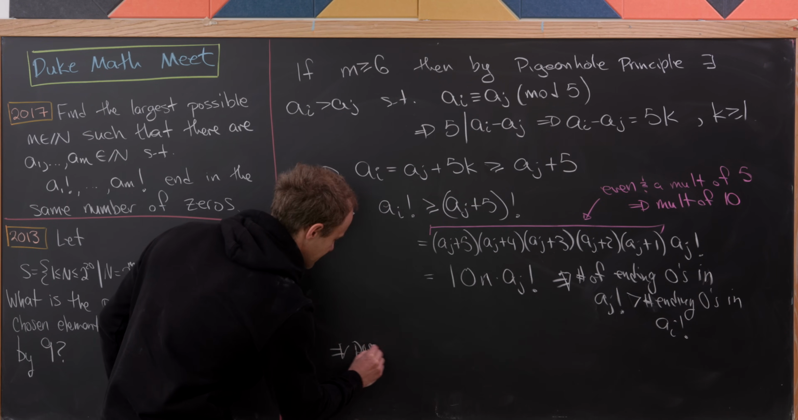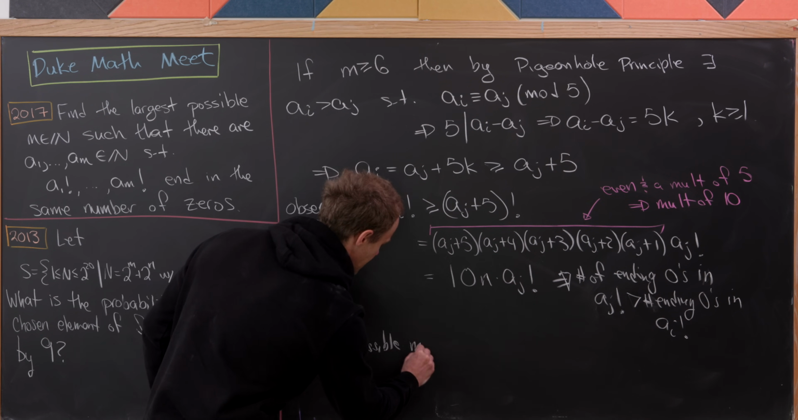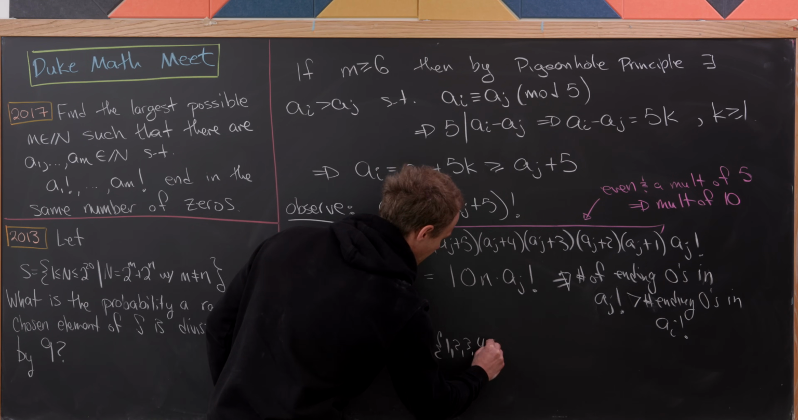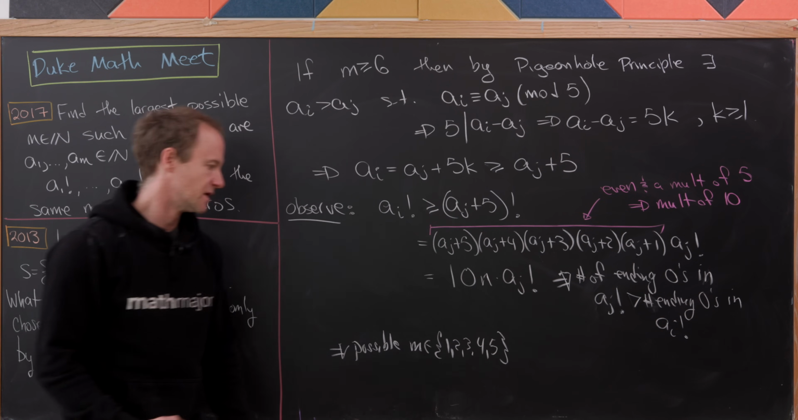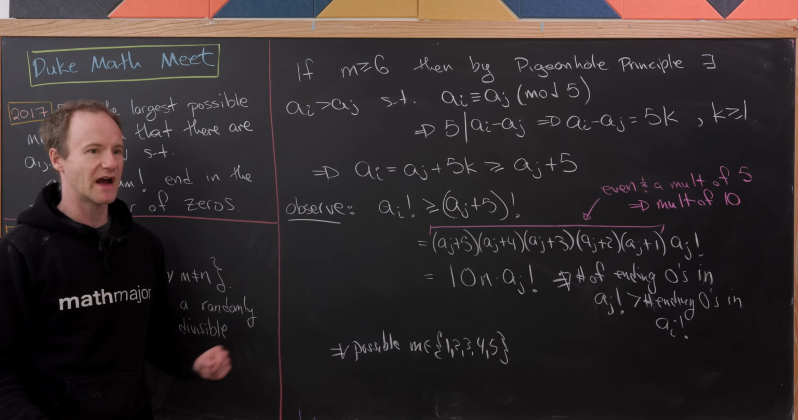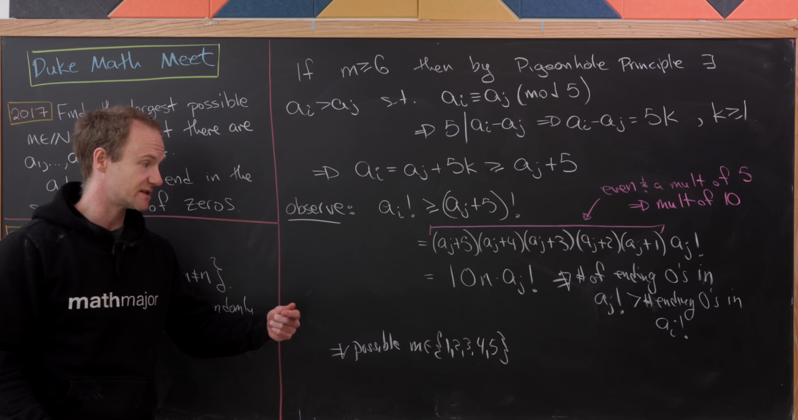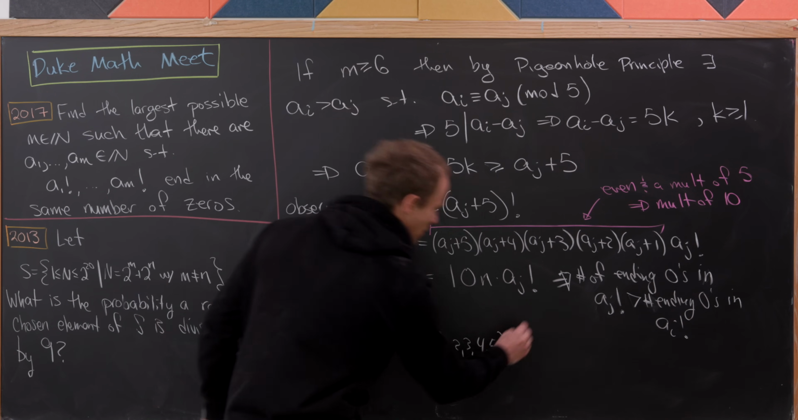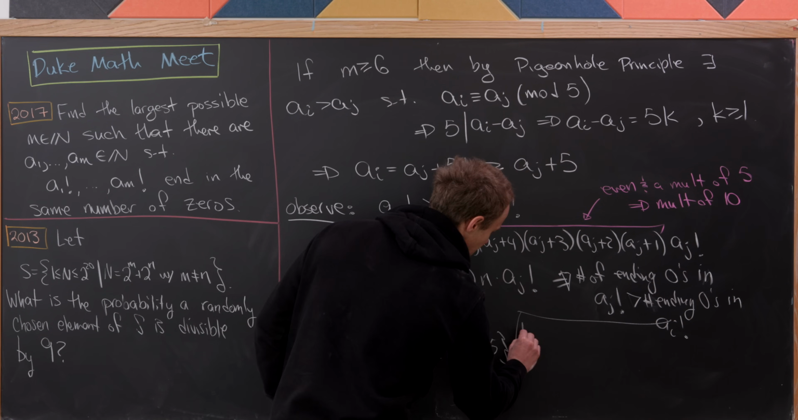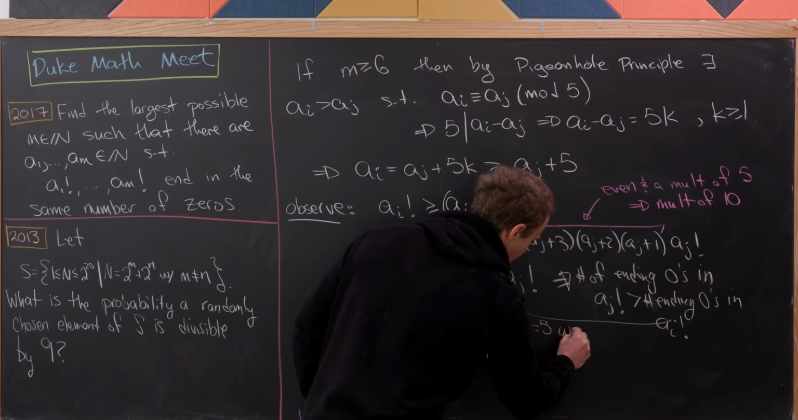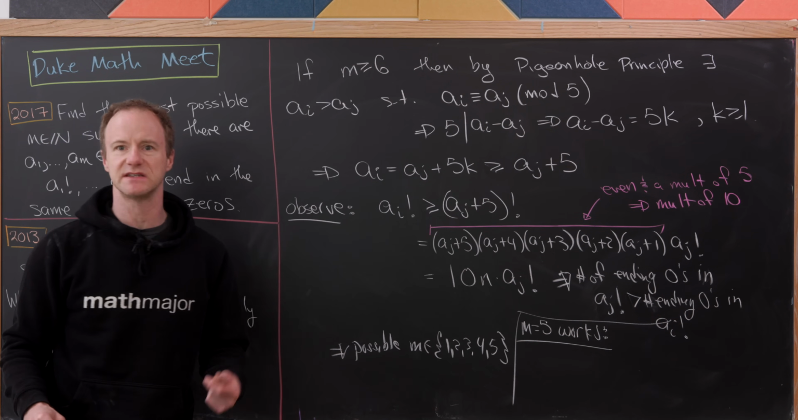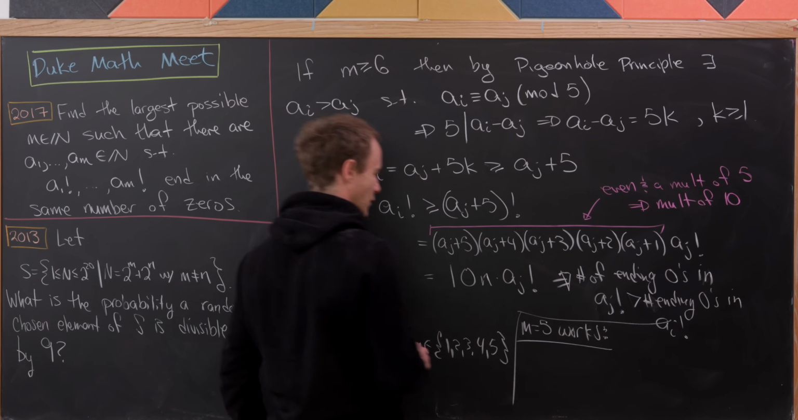Well, that tells us the possible m values are 1, 2, 3, 4, and 5. So now we just have to find an example that exhibits 5 being a possibility, and we're done. So maybe we'll just write that here at the end. m equals 5 works. And in fact, there's tons of examples to show that m equals 5 works.